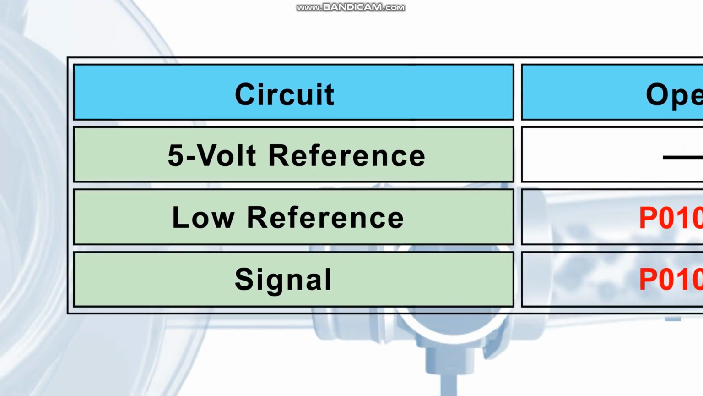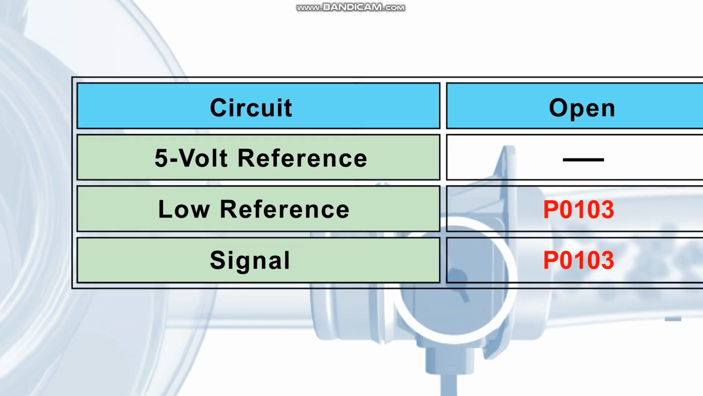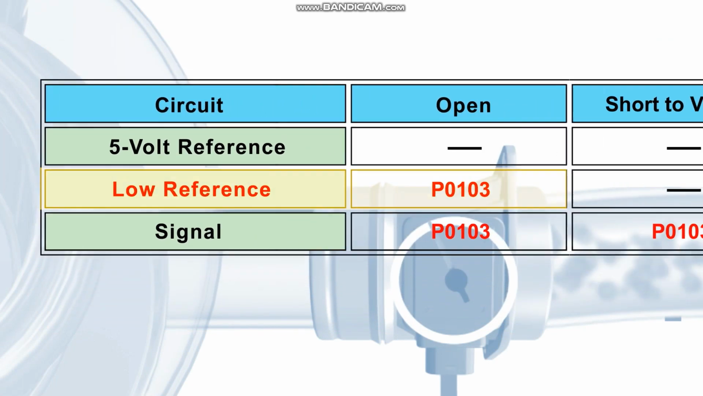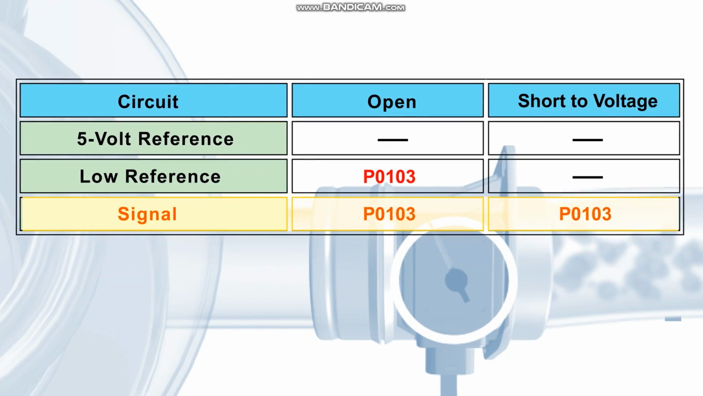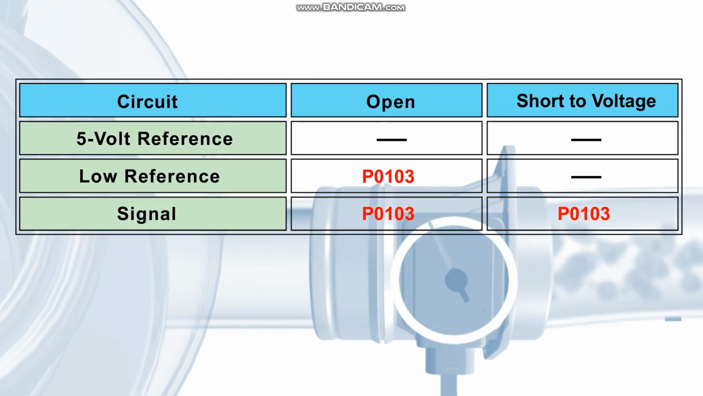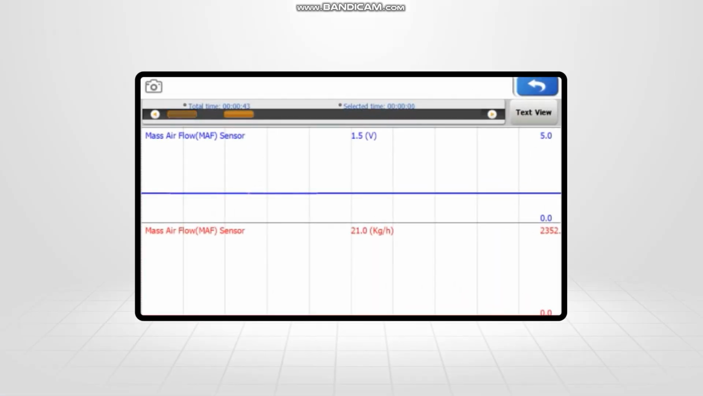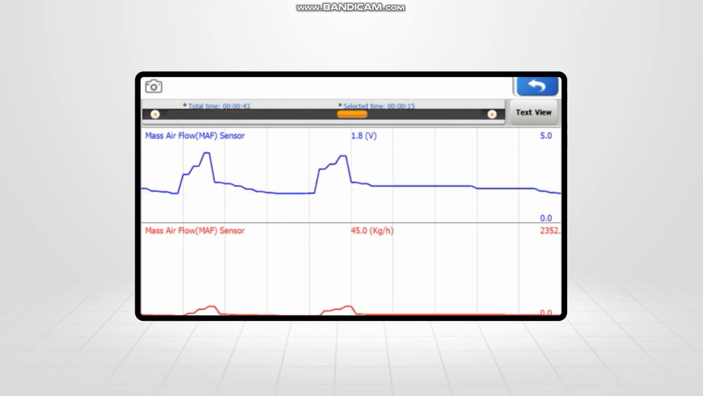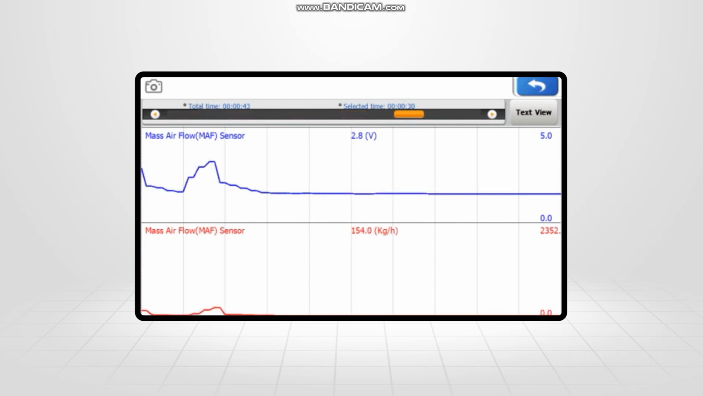A MAF signal high DTC may be caused by an open in the low reference circuit, or a short to voltage or open in the signal circuit. A scan tool can be used for initial testing and diagnosis of the MAF circuit. Altering the engine speed should reflect a change in the MAF data values.